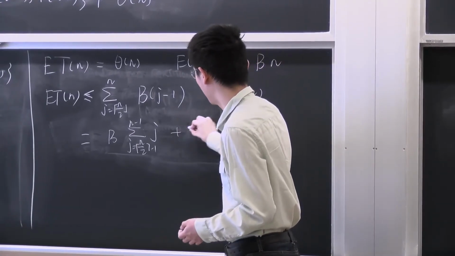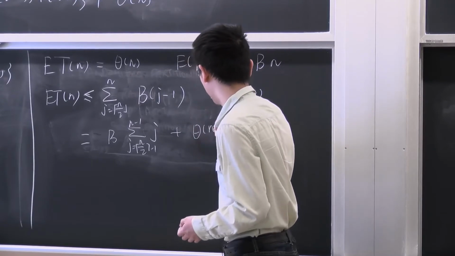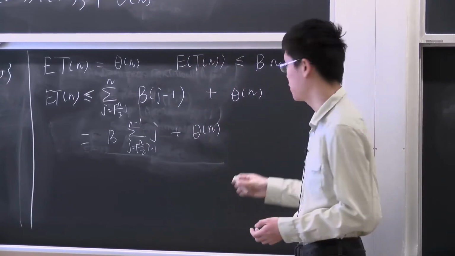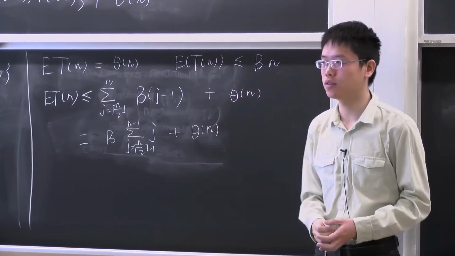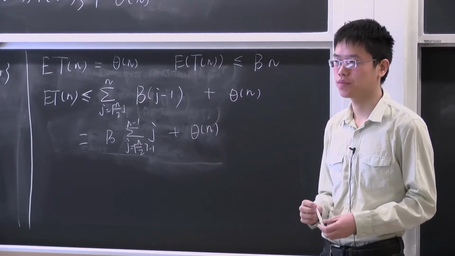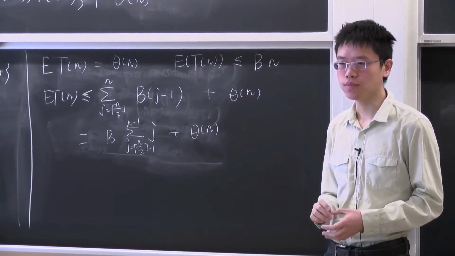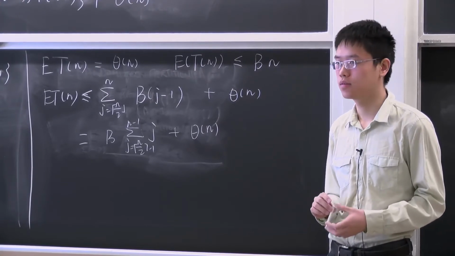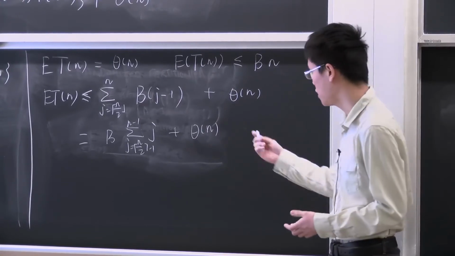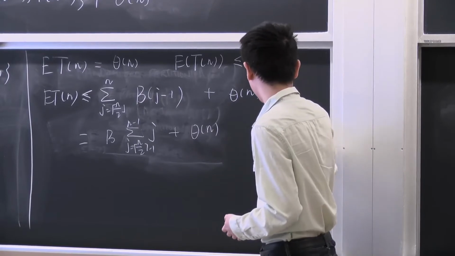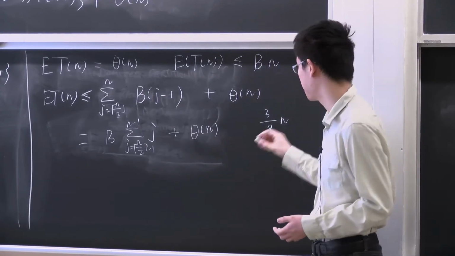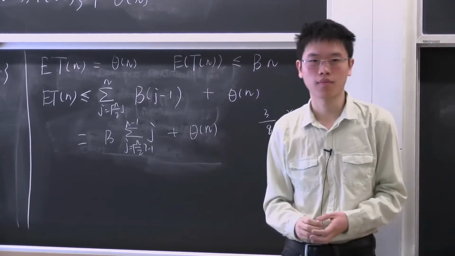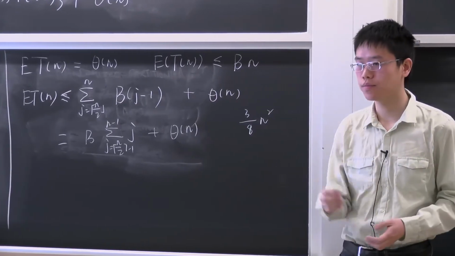But we need to be a little bit more precise than that. So what's the coefficient before the n squared? So I claim its coefficient is 3 over 8. Can you see that?